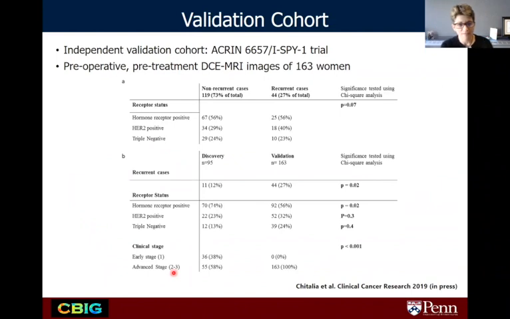And so as independent validation, we utilized data publicly available at TCIA and from the I-SPY-1 ACRIN 6657 trial. It is a little bit of a different population, and I'll talk a little bit more about that. These cancers tend to be more advanced stage and larger cancers to qualify for neoadjuvant chemotherapy. And for those women, we had preoperative and pre-treatment DCE-MR images as well. Also in the discovery set, the images were preoperative, pre-treatment, pre-biopsy imaging data.